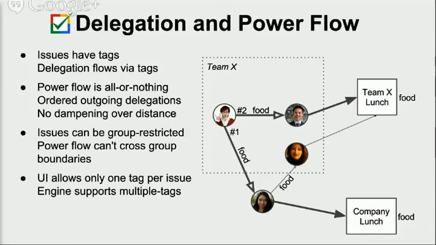Another thing is that for simplicity in the UI, we only include a single tag per issue. The backend engine includes multiple tagging, and after we get to the point where we get even more delegation usage, then we'll start seeing if it makes sense to expose that functionality. In the talk on the algorithms at the end, I will assume multiple tagging, the more general case.